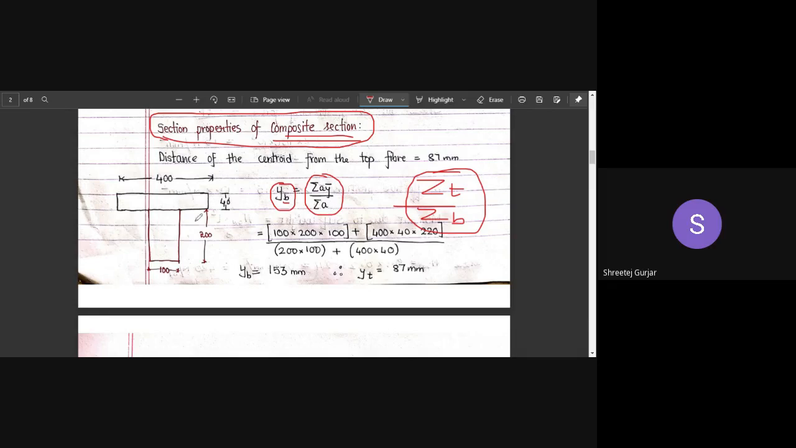So we will consider first the precast beam. Precast beam area is 100 into 200, multiplied by the centroid distance from the bottom. So this will be 200 by 2, that is 100, plus the area of the top section, that is 400 into 40, and the centroid of this is over here. So this distance is 200 plus 20, that is 220, divided by the total area. If you divide by the total area, you will get YB, and similarly we can get YT.